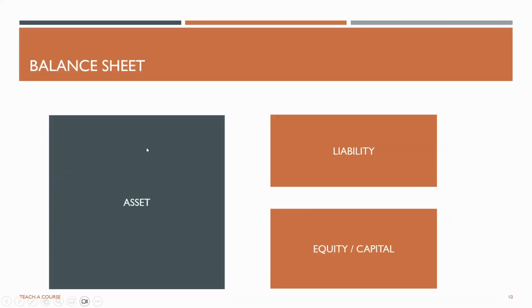So we have the asset, liability, and equity. What is an asset? To make it very simple, an asset is everything that the company owns. It could be a building, land, a car, which is a vehicle, or certain equipment. Anything that the company owns is considered an asset.